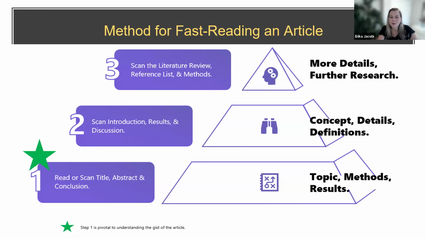Then if you still don't think you have enough information, as a last resort, you can scan the literature review, reference list, and methods. And that will give you further academic resources. Very often our assignments say, please work with minimum 5 to 7 academic resources. Here, that's your step where you can find more resources in the literature review or in the reference list. And if you want to know more about how the entire research was conducted, then you scan the methods.